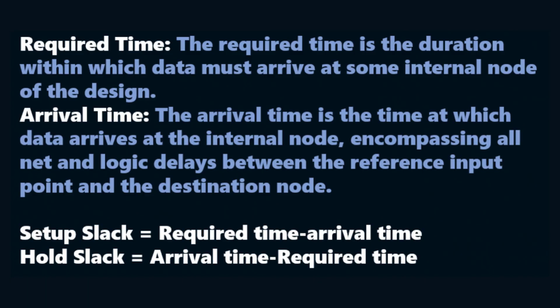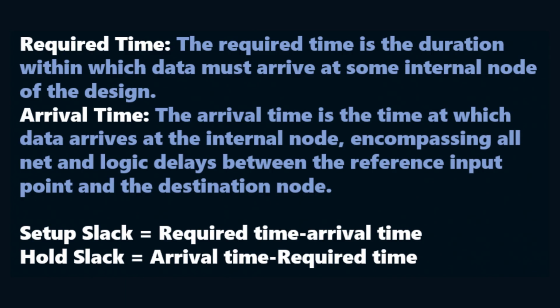It's the absolute latest the data can arrive for setup or the earliest it can change for hold. The deadline set by the clock and the flip-flop. Okay. Second is the arrival time. This is when the data actually gets there. It includes all the delays the signal experiences, leaving A, going through logic, traveling along wires. And critically, it also factors in the clock skew between A and B.